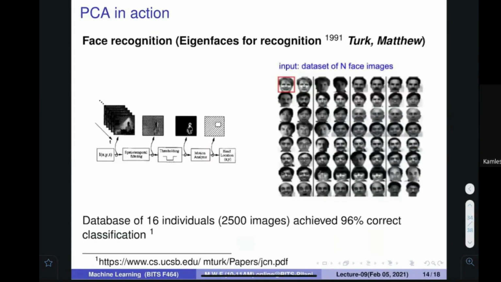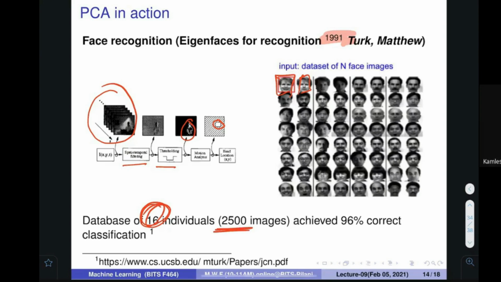A very interesting application actually came at CVPR 1991. They wanted to do face recognition. This is called Eigenfaces, a very important seminal paper. So what they did was apply a camera and acquire the person's image. Then they applied sophisticated filtering and thresholding to find out where the person is. They cut the person's face, and the face is stored in the database. There were 16 people from whom the images were captured. 2,500 images were captured.